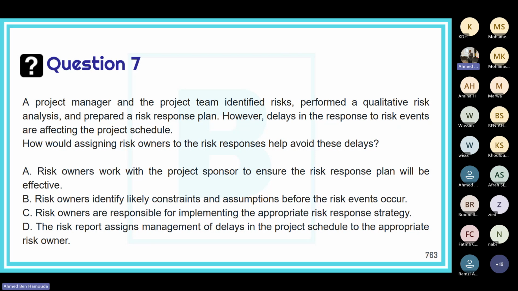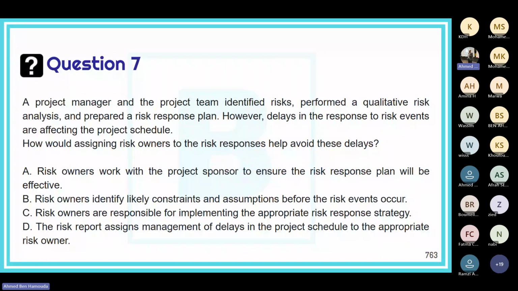A project manager and the project team identified risks, performed a qualitative risk analysis, and prepared a risk response plan. However, delays in the response to the risk events are affecting the project schedule. How would assigning risk owners to the risk responses help avoid these delays?